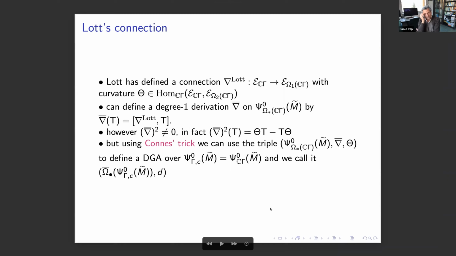Now there is a trick by Alencon in order to turn this triple, namely psi 0, omega star, the derivation and its curvature, into a differential graded algebra. We call it omega bar. This you find in the finitely generated projective case in the book of Connes, for example. But here we have extended it a little bit. These are ideas that come from a paper by Gorokhovsky-Lott.